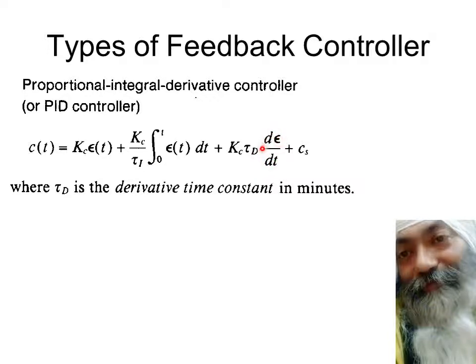How fast? Because the error may be small but increasing at a very fast rate. Increasing means, oh my god, it's increasing at such a fast rate, so I know that in another 2 minutes it will be too high.